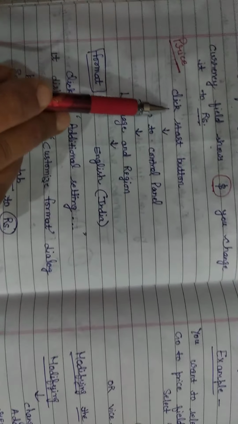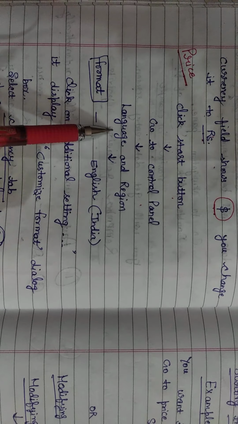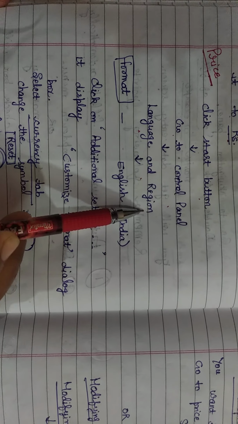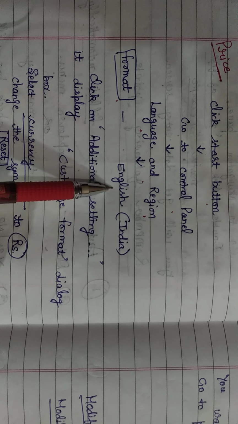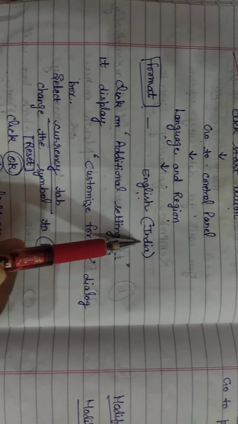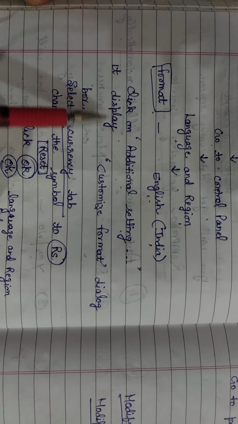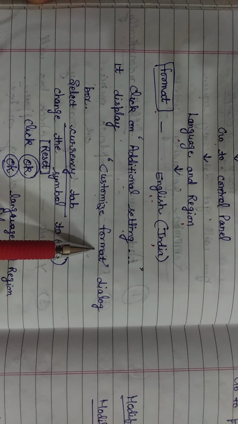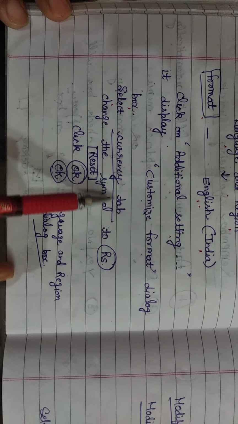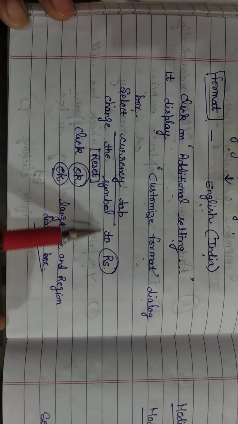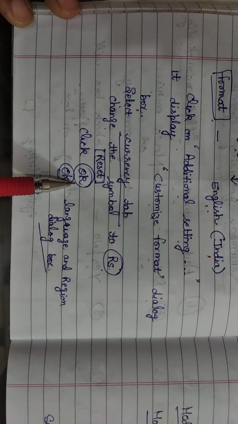Now, what will you do for this? Click the Start button, go to Control Panel, Language and Region. Then here you will have to change the format. You will change it to English (India) format. Click on Additional Settings, and this will display the Customize Format dialog box. After this, select the Currency tab, change the symbol to rupees, then click on the Reset button, then click on OK.